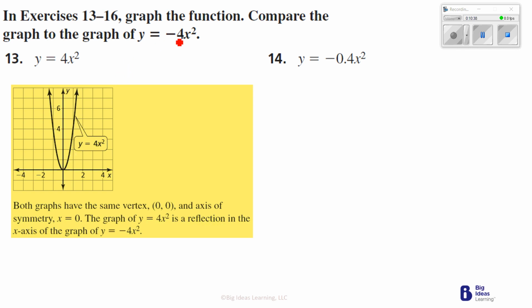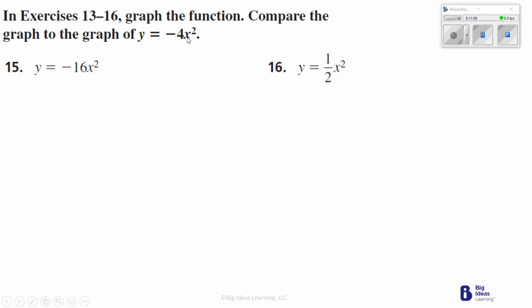But let's work out some numbers here. Let's try 1. 1 times 1 would be 1. 1 times negative 4 would be negative 4. So this would come down the opposite, as you can see, down here towards the negative 4, right? And then steadily progress to the negative 16 that we talked about before. This is a reflection in the x-axis. Okay, number 14 is yours to do.